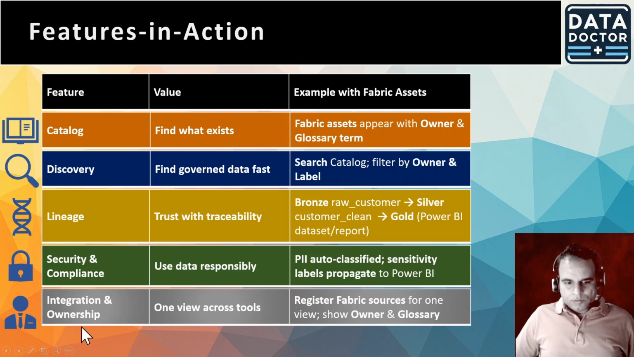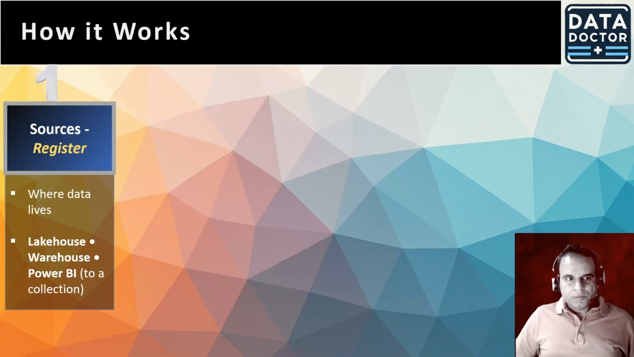So the integration on ownership layer provides one view across tools. You register the Fabric sources, various Fabric sources, which can be Lakehouse or Warehouse or Power BI, and all of this data is available under a single view with the respective owner and glossary. Now we have an overview of all the features, and we understand what exactly is taking place within Purview, and with that, how it happens step by step.